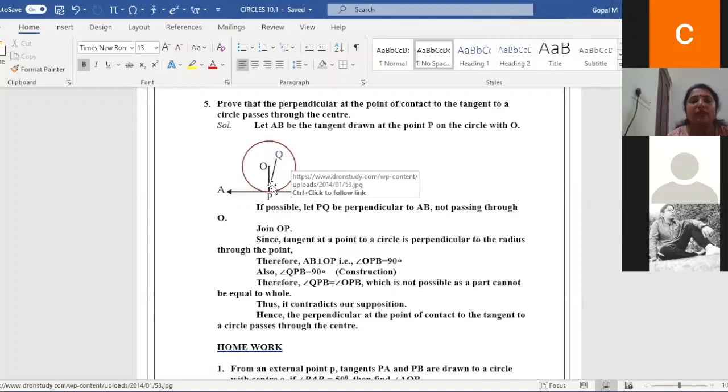So from both we can take angle OPB and angle QPB. Here I have taken them on both sides. Angle OPB and angle QPB both are equal to 90. But by observing the figure, we can say angle QPB is just a part of this whole 90 degrees. So our assumption is wrong. So hence OP is perpendicular to AB. Am I clear now?